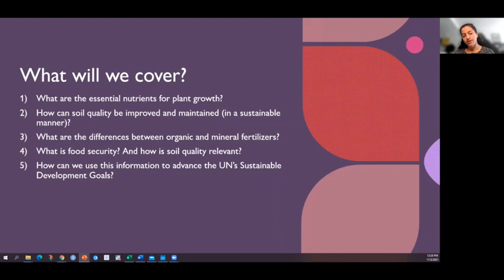And for the third lecture, we'll talk about differences between organic and mineral fertilizers, which is also related to sustainability and how this can impact the environment. For the fourth and fifth lectures, we're gonna talk about food security. We'll introduce the concept and go over how is the state of world hunger and how this is related to the United Nations Sustainable Development Goals. And we'll focus specifically on the second goal about ending global hunger.